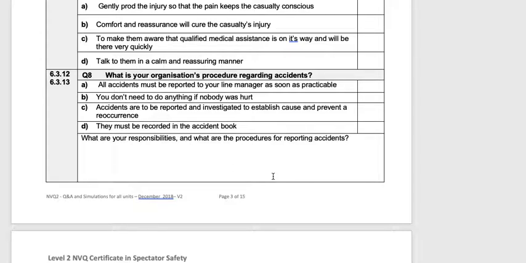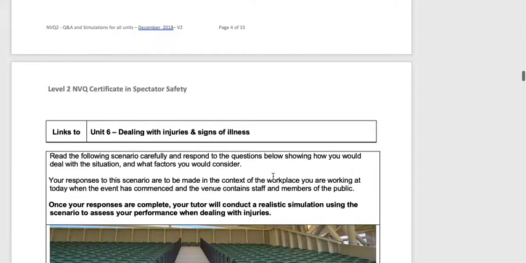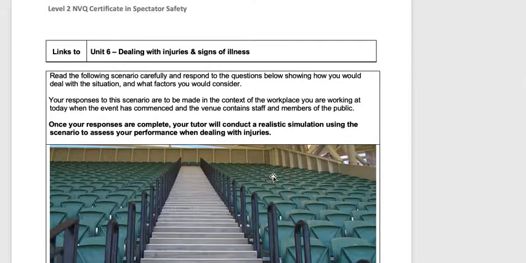For example, what is your organisation's procedures regarding accidents? Well, they must be recording the accident without a shadow of a doubt. B, no, you don't need to do anything if nobody's hurt. There is always going to be 1 or 2 answers on this, so we're expecting sort of 1, 2, sort of 3 ticks, okay?